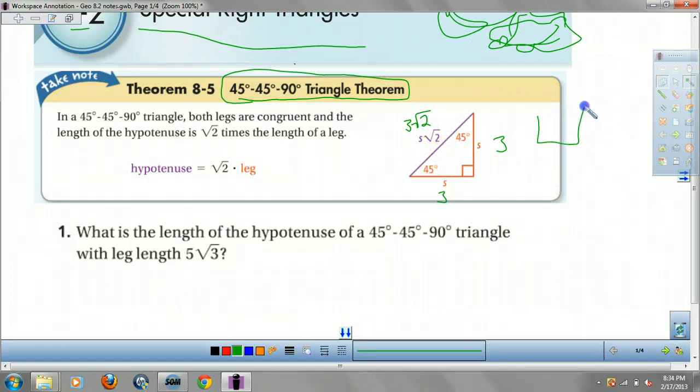You see this a lot if you have a square. They give you the diagonal, right? Because that means that's 45, 45. There you go, square cut by diagonal.